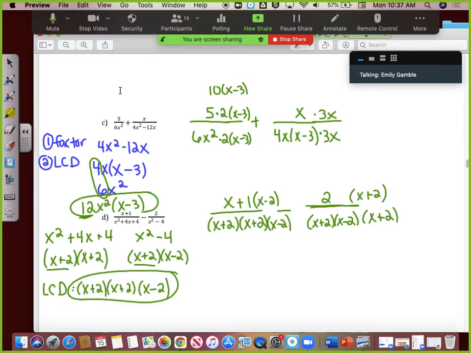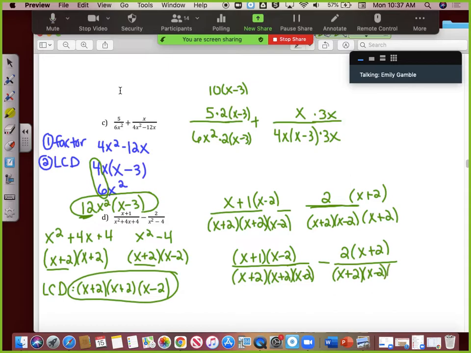Once I have that, then the denominators are going to be the same, so the numerator will end up being x plus 1 times x minus 2 all over x plus 2 times x plus 2 times x minus 2. Just rewriting it. Minus 2 times x plus 2, and then all over. There's so many 2's.